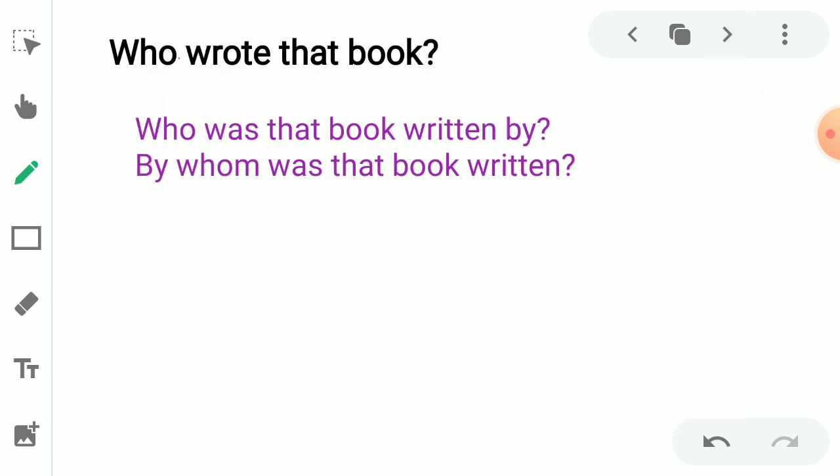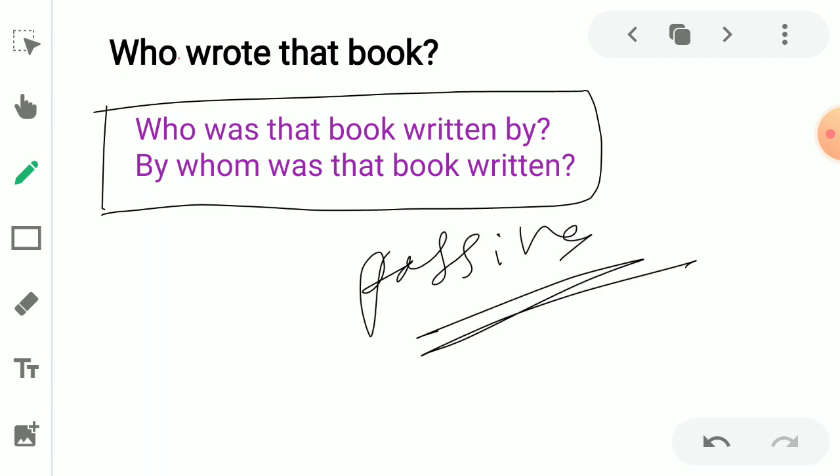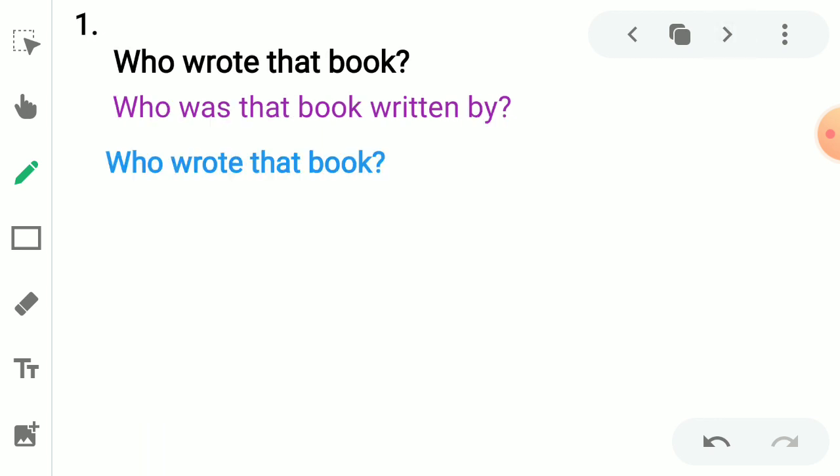Next, who wrote that book? See, there are two ways of writing this sentence in passive voice. In what way do we come to know about these two answers? Let us find out. The first is, who was that book written by? How do you come to know this answer? It's very simple. Just have a look here.